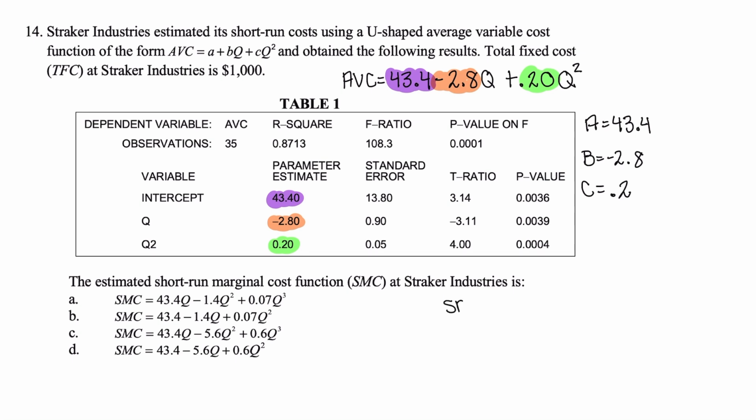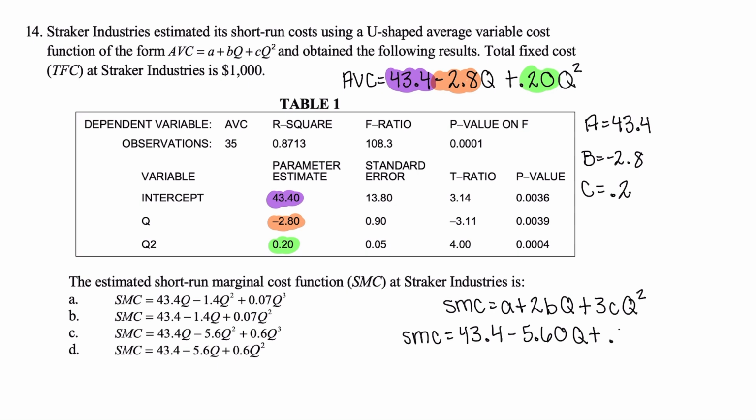So we're going to use our short run marginal cost. If you use your formula, you have A plus 2BQ plus 3CQ squared. So we substitute that in, and we get short run marginal cost equals 43.4 minus 5.60 times Q plus 0.6 Q squared, which gives us an answer of D.